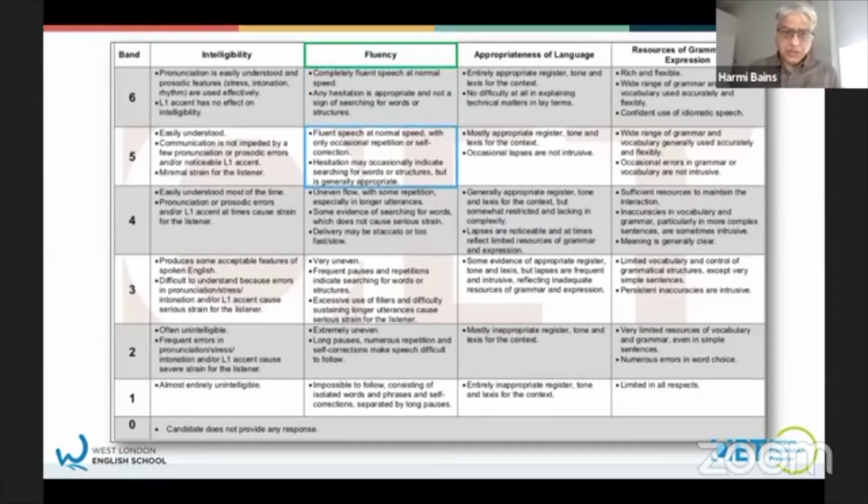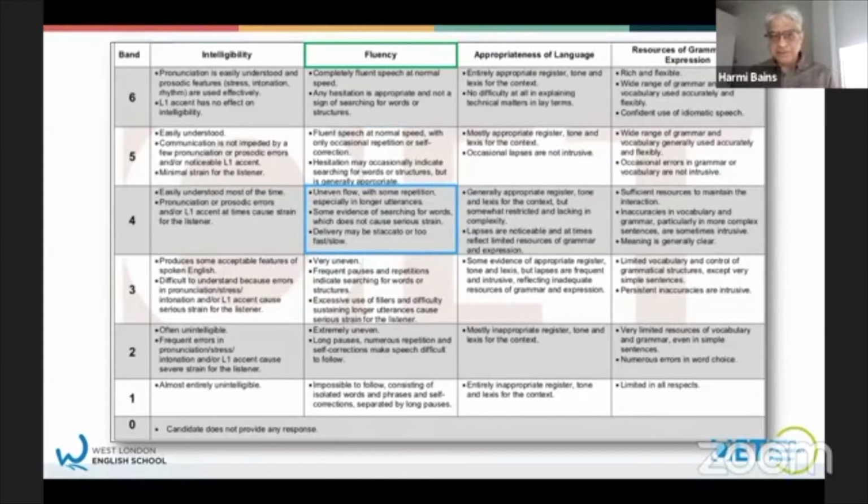However, you've got to be careful, because as you drop down, when they talk about hesitation, it says hesitation may occasionally indicate searching for words or structures. So when you hesitate, if you're trying to translate, that could be a bit of a problem. It's fine to pause, because sometimes you're thinking of what to say, and we have fillers. We have things like "and", that's fine. It's perfectly natural. However, if you're pausing because you're trying to translate, that could be a problem. So really try not to translate, because it really does interrupt your fluency.